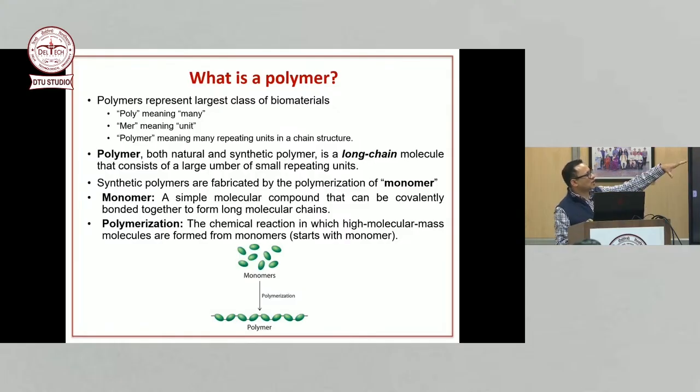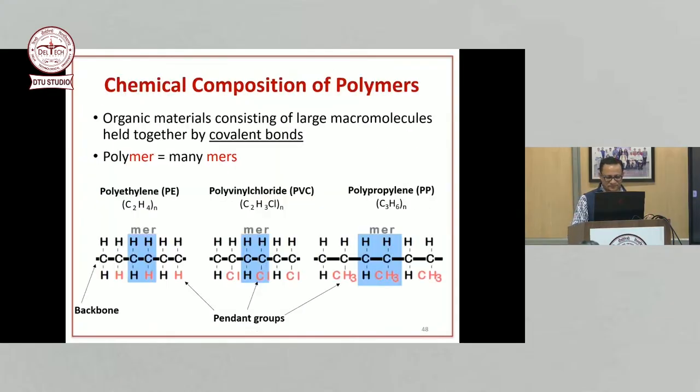So like I said, poly means many, mer means repeating unit. Polymers are a lot of these repeating units bound together. Polymers are made up of monomers. So those repeating units are called monomers, and you can combine these monomers together to make a polymer. And the reaction that makes monomer into a polymer is called a polymerization reaction.